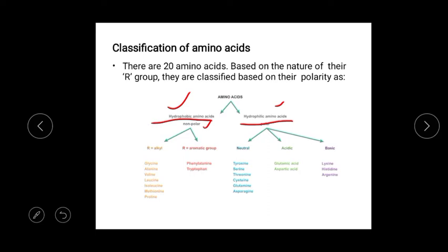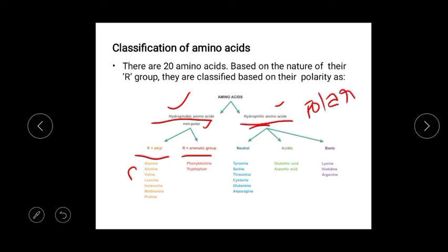We have seen that amino acids have 4 different types of groups, and one of them is the R group. If the R group is an alkyl, the examples are glycine, alanine, valine, leucine, isoleucine, methionine, proline. In your textbook, a detailed column of these amino acids is given. And if the R group is aromatic, then it is phenylalanine or tryptophan. And if it is hydrophilic, then it is polar.